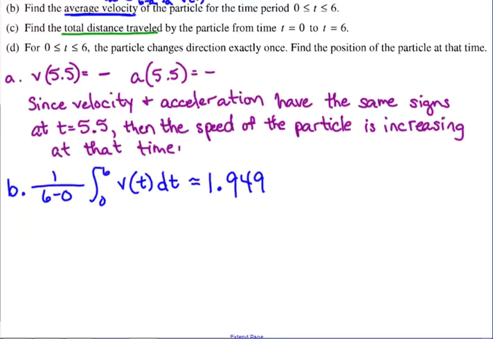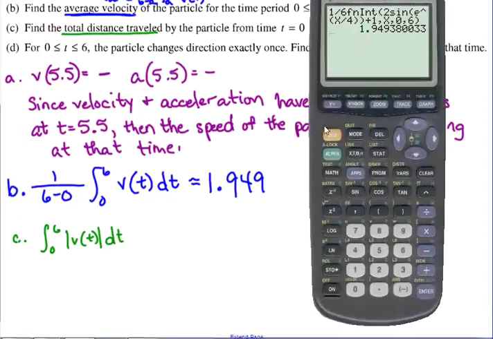So your displacement is 0, but for your total distance traveled, you've got to take those negative distances and make them positive. So the total distance traveled here is going to be the integral from 0 to 6 of the absolute value of the velocity function. So again, you get 1 point just for setting up the integral.